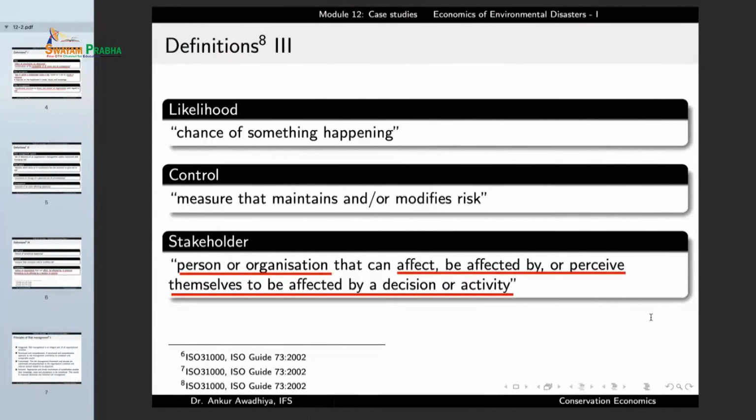If there are people who can tell the government that this should be the height of the dam or this should be the structure of the dam, then they are also stakeholders. So the experts are also stakeholders. Media is a stakeholder. So a stakeholder is all those persons or organizations that can affect a decision or activity, that can be affected by a decision or activity, or who perceive themselves to be affected by a decision or activity. They are all the stakeholders.